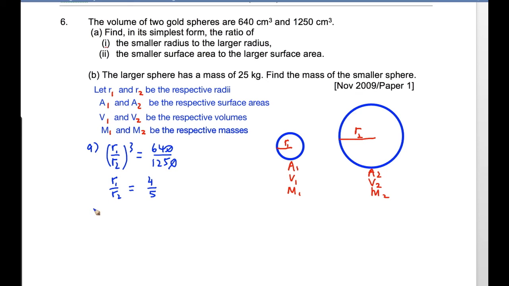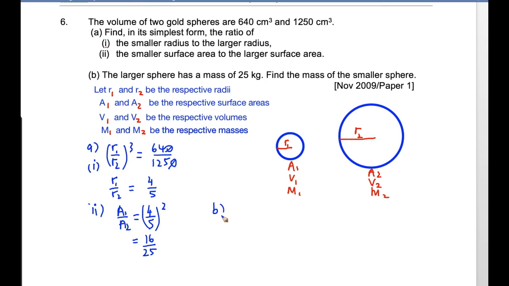In part 2, we have to find the ratio of their surface areas. The ratio of the surface areas for similar figures is just the square of the ratio of corresponding lengths, which gives us 16 over 25.